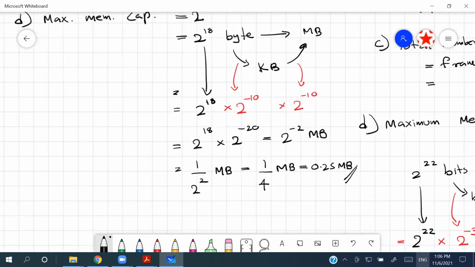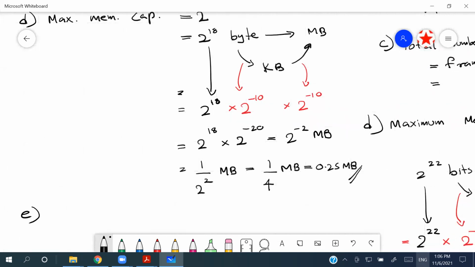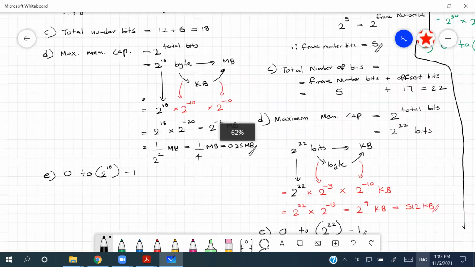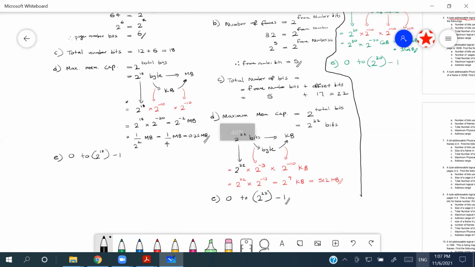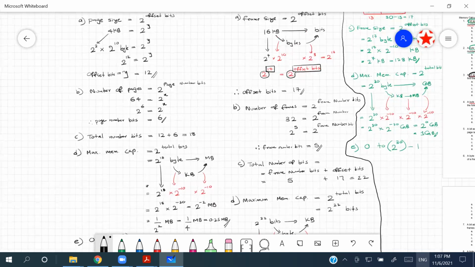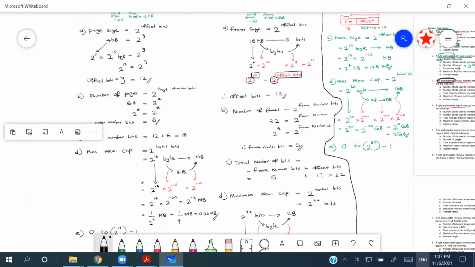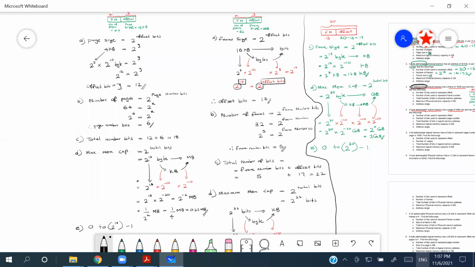Okay, then the last part it is asking is what is the address range? So it's going to be 0 to 2 to the power 18 minus 1. Right? So that's going to be the final answer. Okay. So people, go through the answer. Nikini, is that clear?